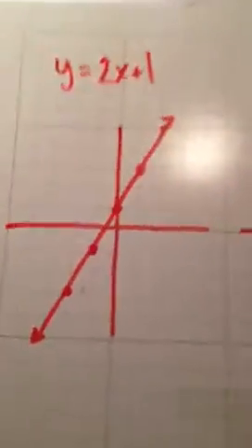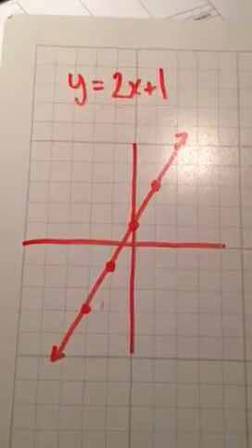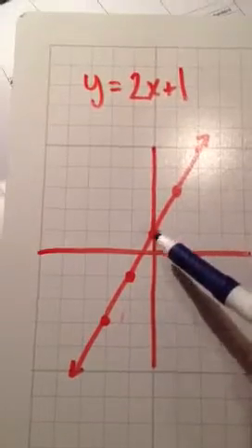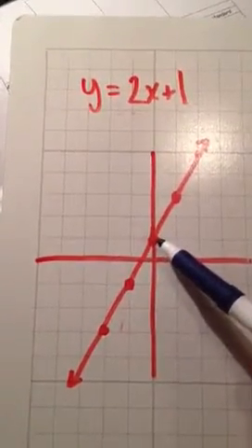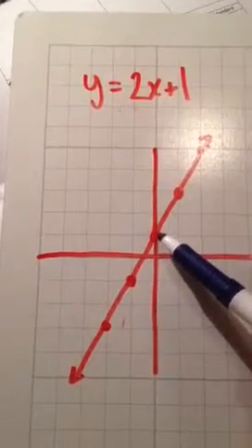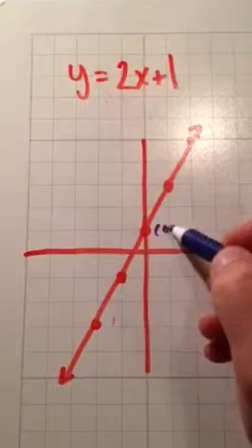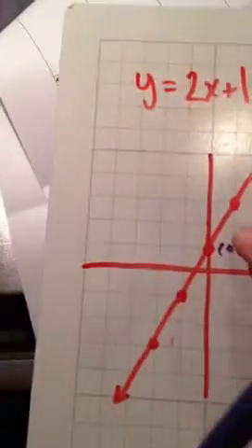Okay, so we're doing math here on this board, and we have the equation y equals 2x plus 1. Pretty simple line, and you see some points right out here where when x equals 0, 2 times 0 plus 1 is 1. So you have this point right here, 0, comma 1.